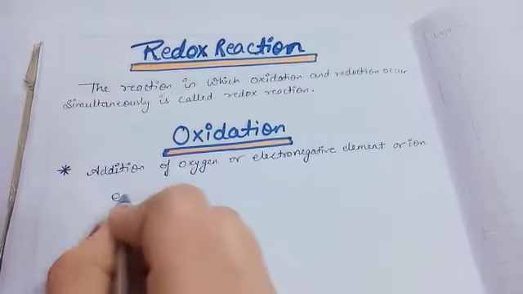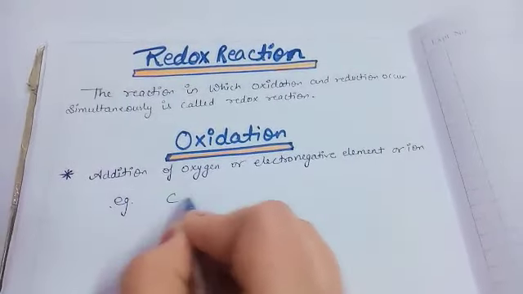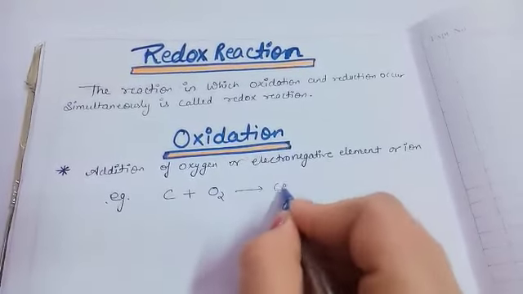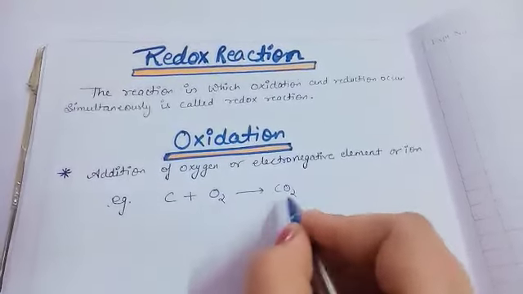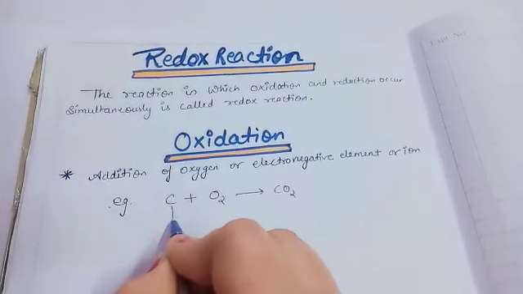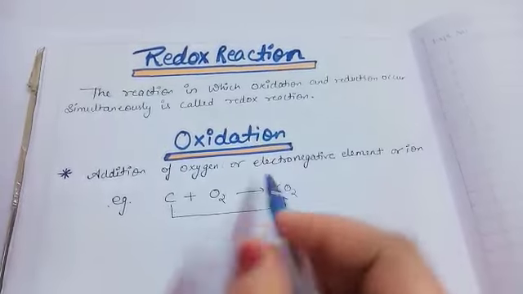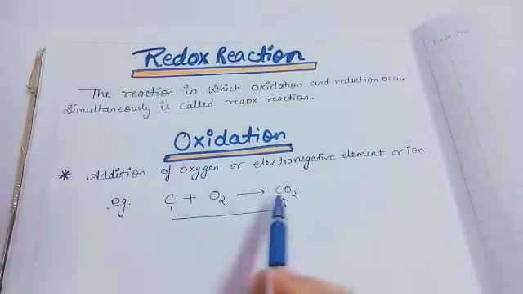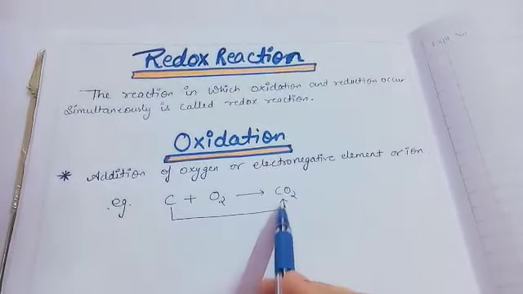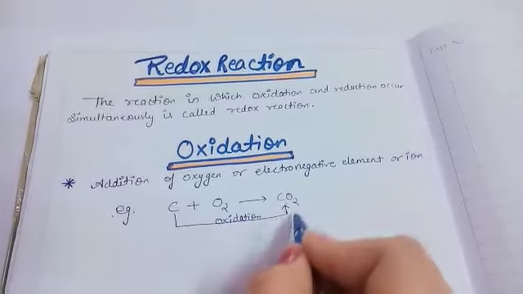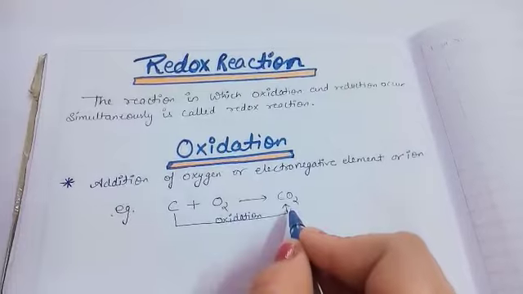We'll start with an easy example: C plus O2 gives CO2, carbon dioxide. Just see, carbon becomes carbon dioxide. Previously it's simple carbon, now it's carbon dioxide. It shows an addition of oxygen, so this one is simple oxidation.